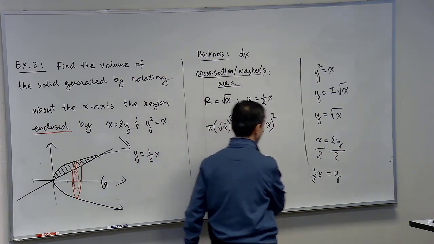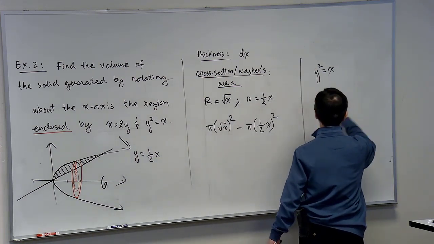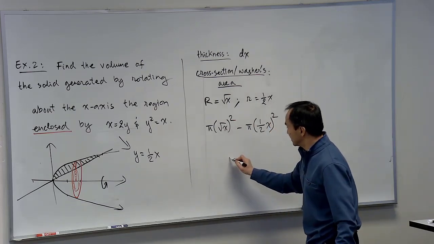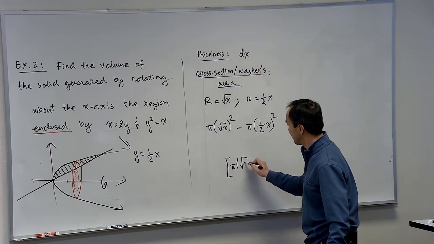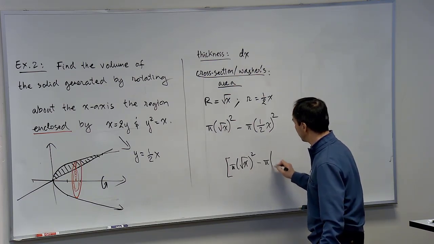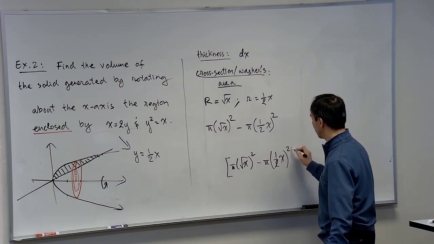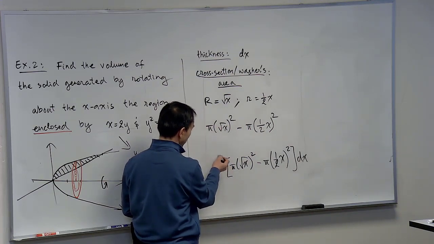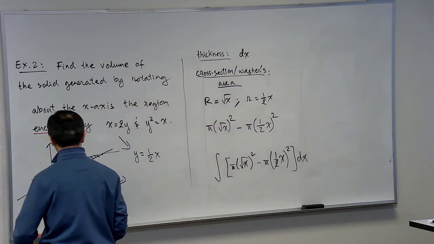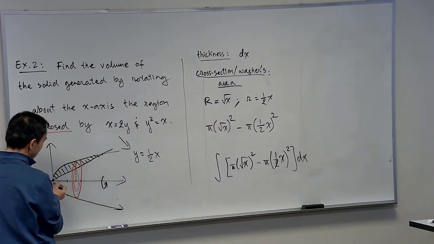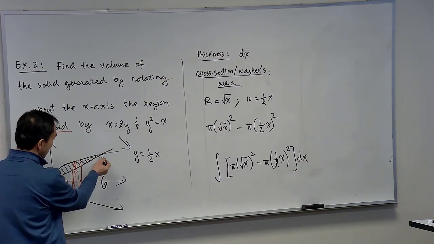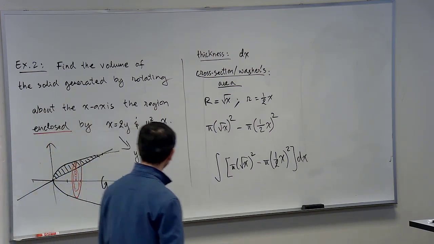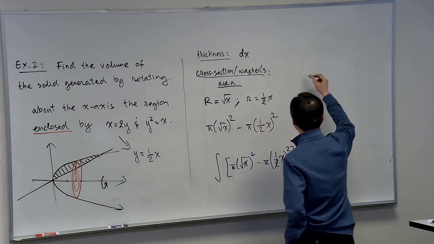So now let's go ahead and accumulate. Let's set up the integral. Once we have those elements together, pi times the square root of x squared minus pi times 1/2 x all squared. Multiply with the thickness, we get the volume for one washer, and then we're accumulating. So where is the accumulating happening? It's easy to recognize here, right? But what about that other point? See what I mean? What about that other point? It's best that we solve these values right here.